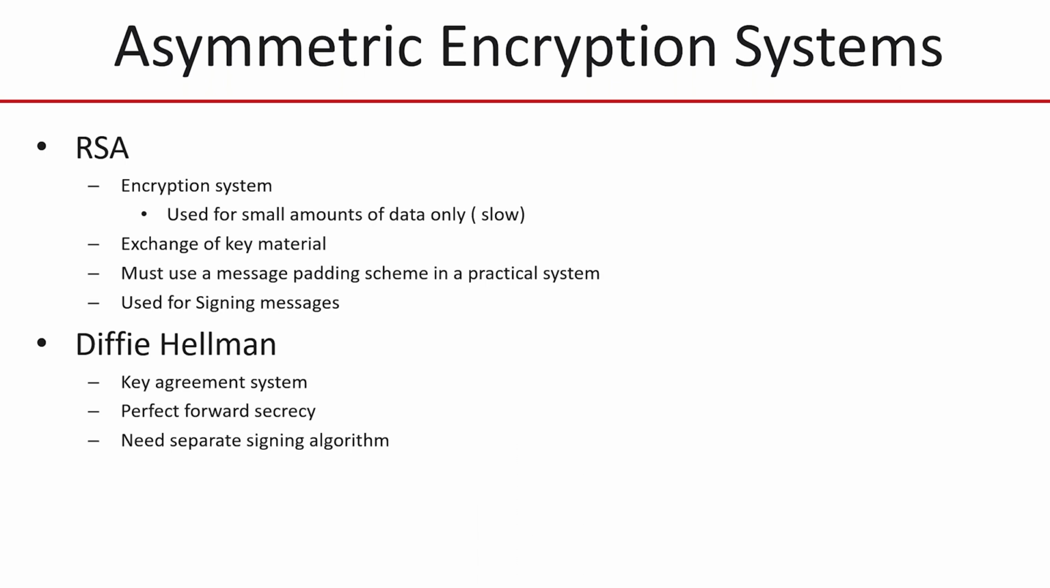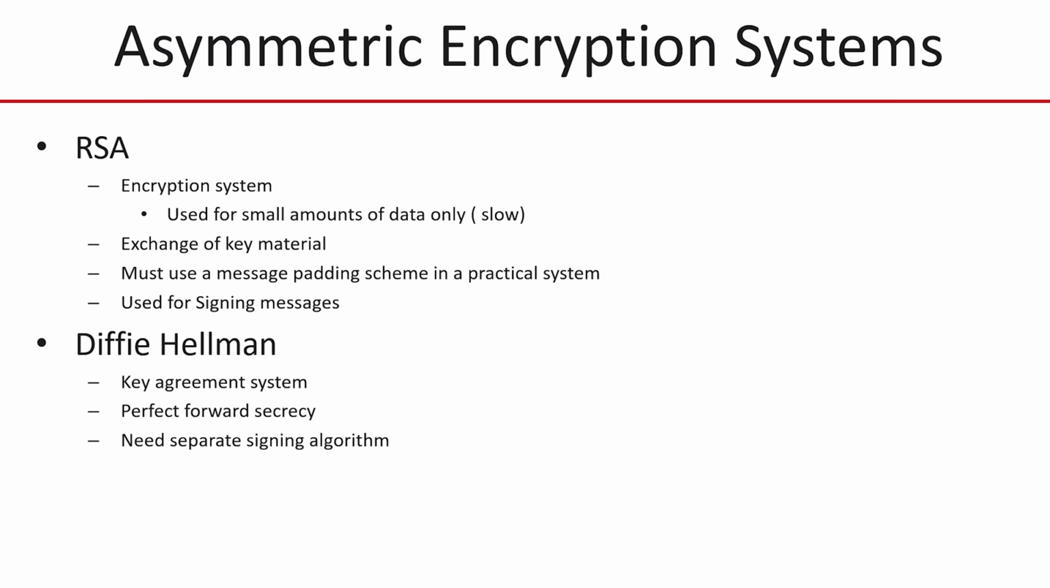So to use RSA properly, we need to have a padding scheme that puts patterns inside the message so that we can detect if anybody has attacked our message. So RSA on its own is not a practical encryption system. You must use a padding scheme with it or you're vulnerable to attack.